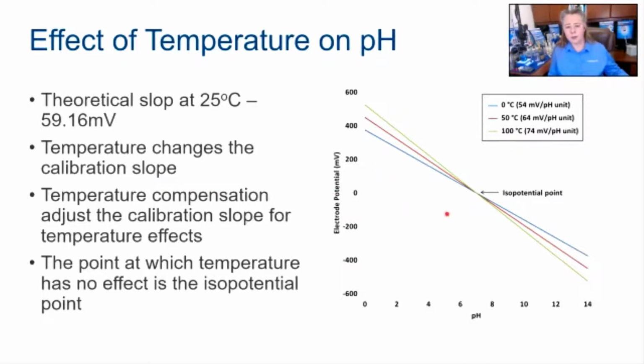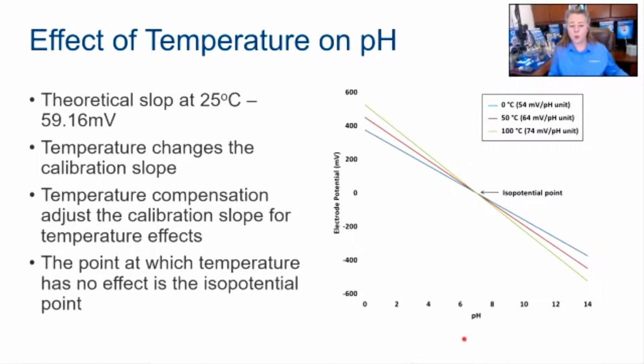So if you look at this example graph, temperature changes slope. At 100 degrees, the light green, you can see it has this slope. Red is at 50 degrees and blue is at 0. There's a very different graph. This is why sensors need to have temperature compensation.